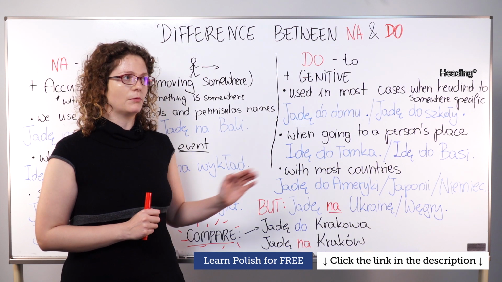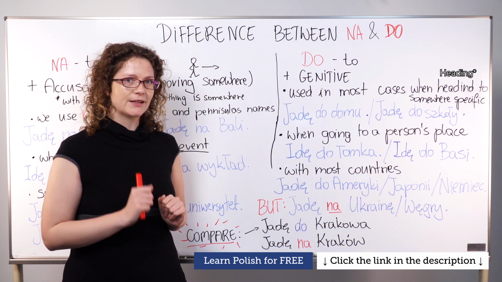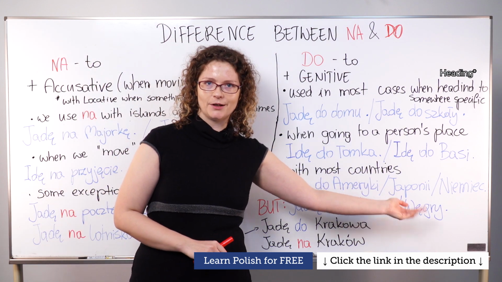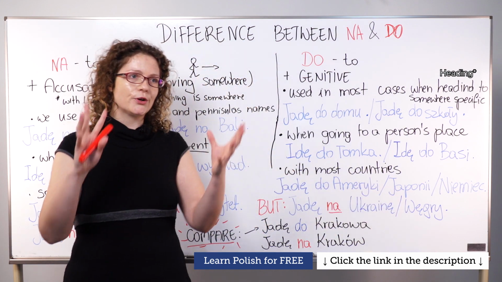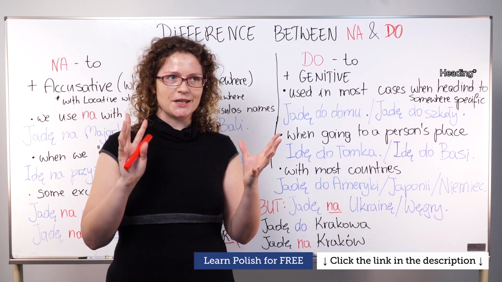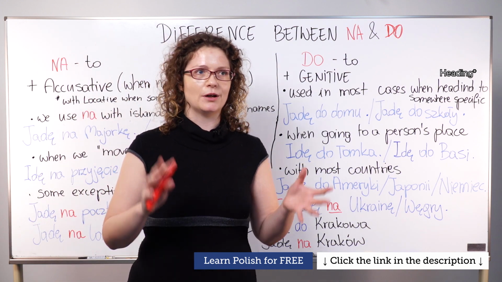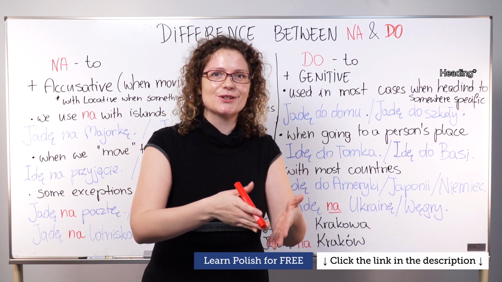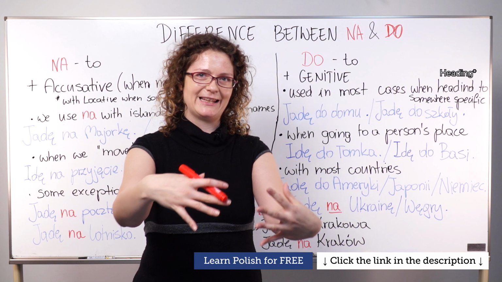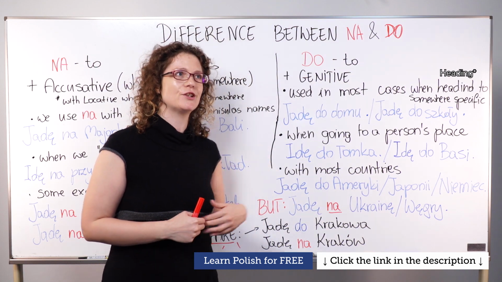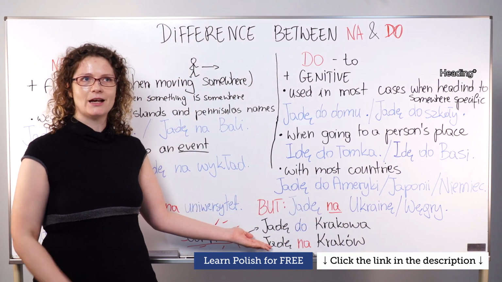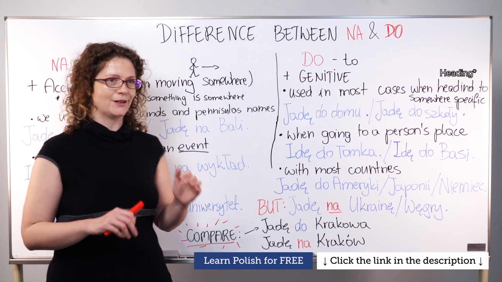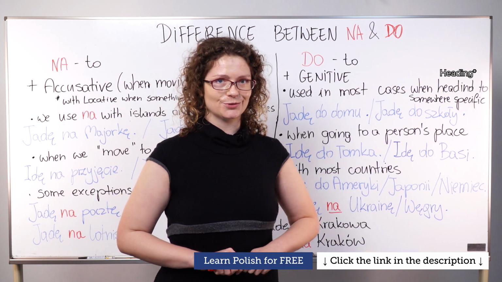And also we use do with countries, but there are some exceptions, and two I want you to remember are Ukraine and Hungary. And then the overall meaning of do and na is that do is more specific, na is more like heading in that direction, which you can show in those two sentences here. Jadę na Kraków, jadę do Krakowa. So you can play with those meanings if you want to.